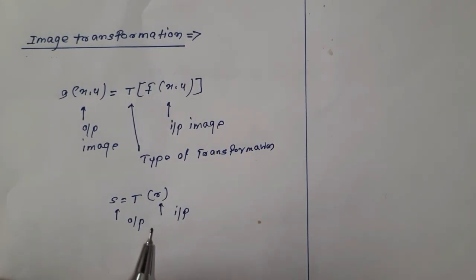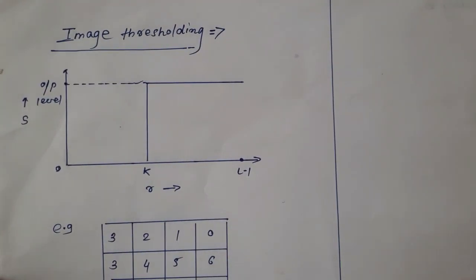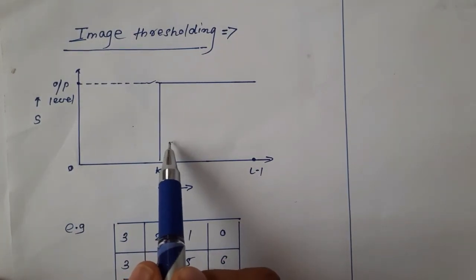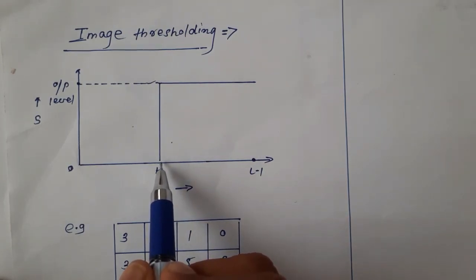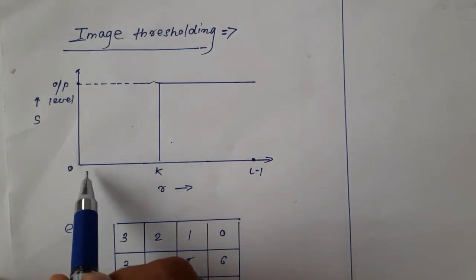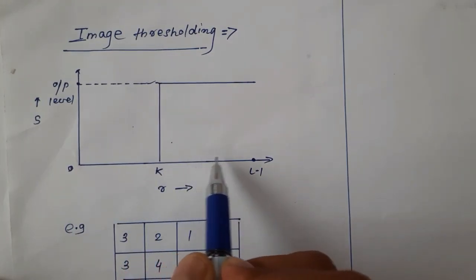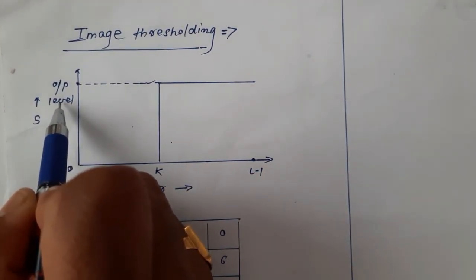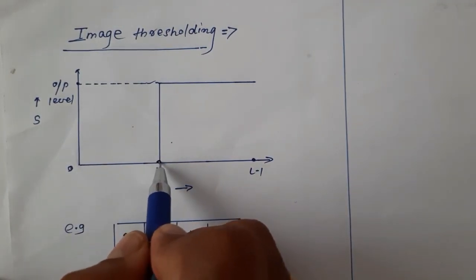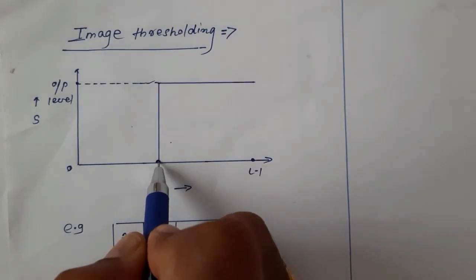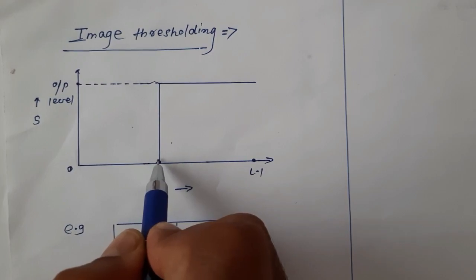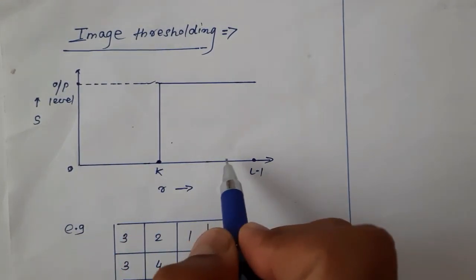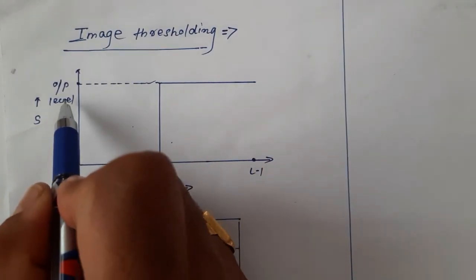Now we will go for image thresholding. In image thresholding, this is the function that we use for thresholding purposes. In this case, the values which are lower than k are mapped to 0, and the values which are higher than threshold k are mapped to the output higher level. Means this is my threshold k. The values which are lower than k are all mapped to 0, and the values which are higher than k are all mapped to the output higher level.